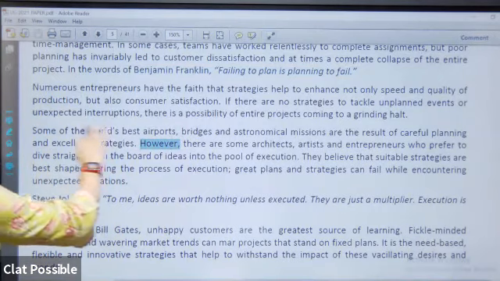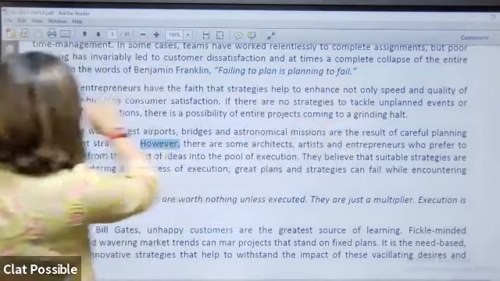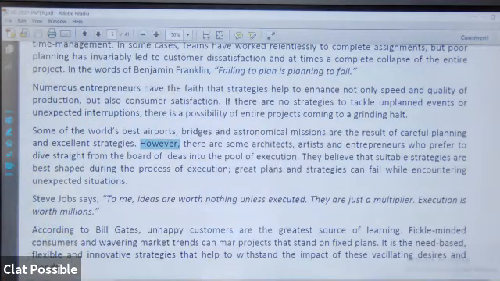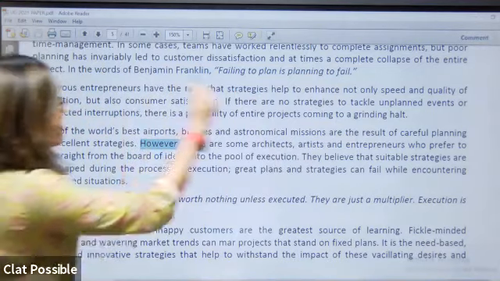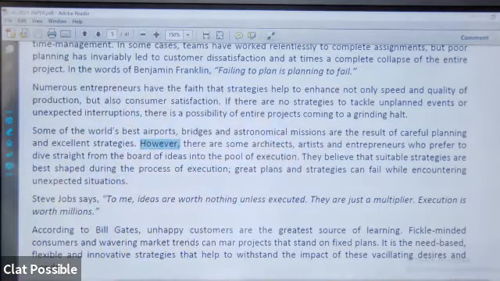So numerous entrepreneurs have shown faith in strategy. This paragraph also talks about strategy, planning, best airports, astronomical missions are also on strategies.